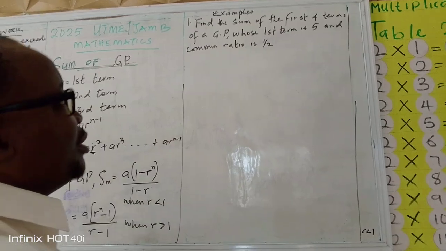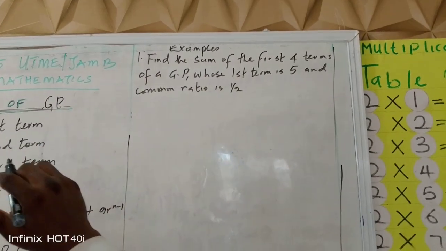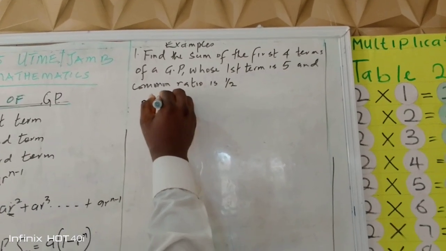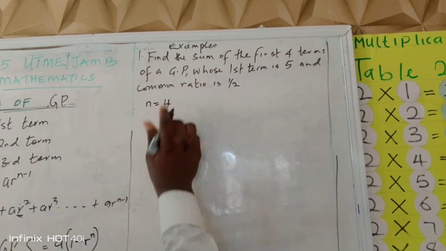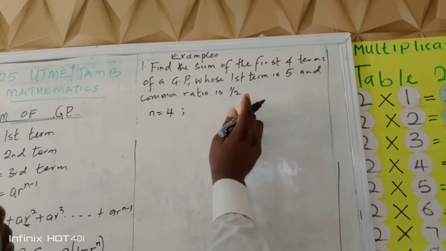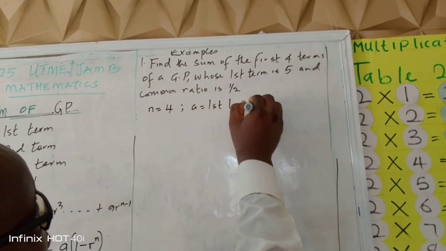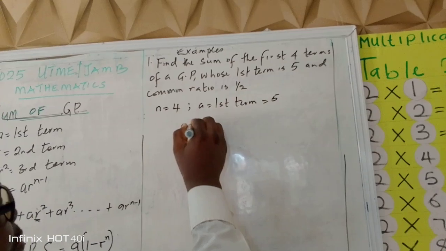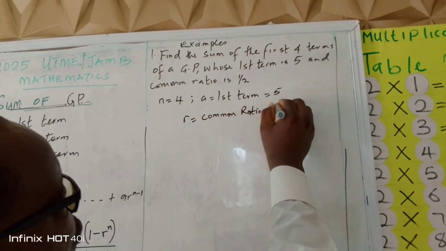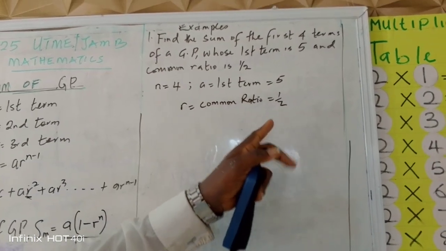Now, from the example on the board, we have been given: find the sum of the first 4 terms. So meaning that n is 4. They gave us A, whose first term is 5. A is equal to the first term, and is equal to 5. R, which is equal to the common ratio, is equal to half.